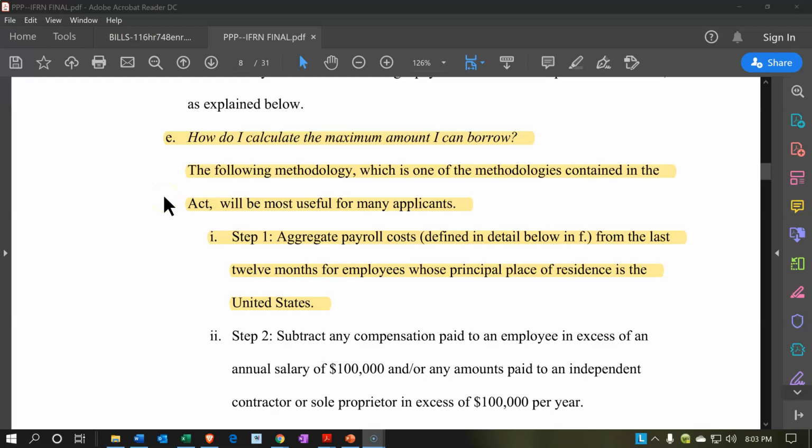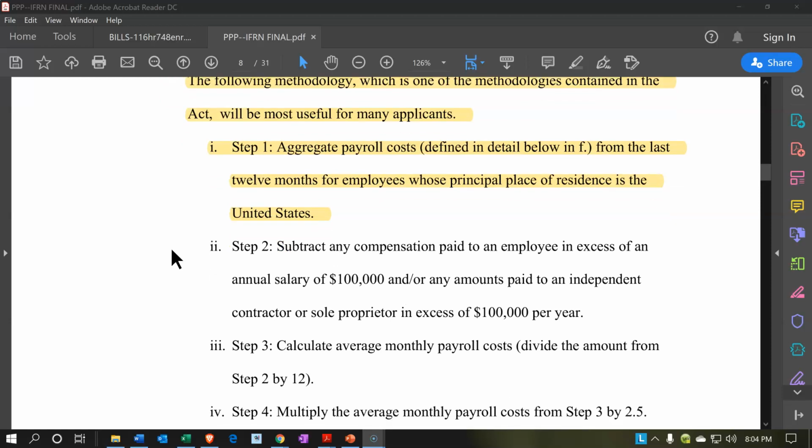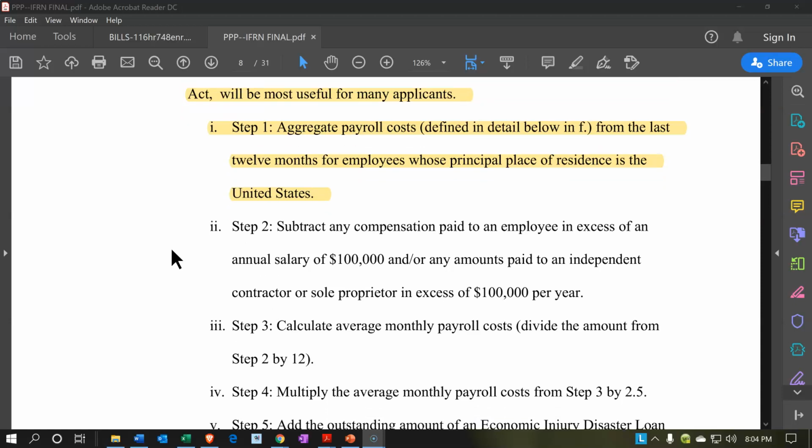The following methodology, which is one of the methodologies contained in the Act, will be the most useful for many applicants. 1, aggregate payroll costs from last 12 months for employees whose principal place of residence is the United States. 2, subtract any compensation paid to an employee in excess of an annual salary of $100,000 and or any amounts paid to an independent contractor or sole proprietor in excess of the $100,000. So there's a $100,000 cap, so you've got to take all the payroll, all the people that earn money. And then if someone earned over 100,000, like 120,000 or something, you assume they earned 100,000.